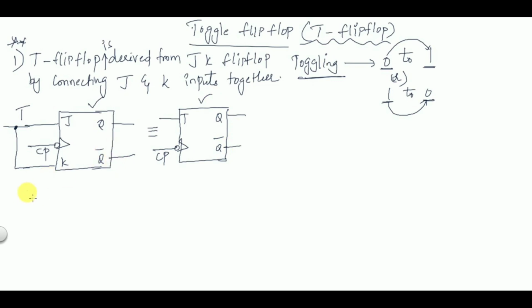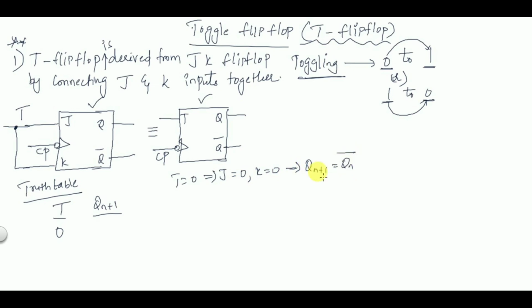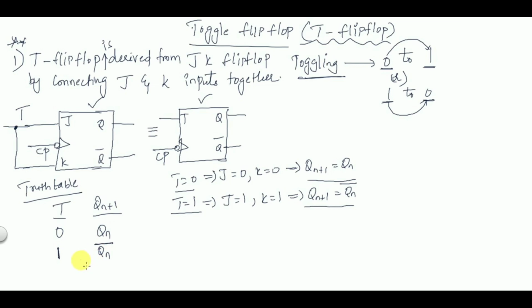If you want to write the truth table, it has T and Q, because only one input is there. When T is equal to 0, J is equal to 0 and K is equal to 0. We have seen from JK flip-flop that when J and K are 0, Qn plus 1 is equal to Qn. When T is equal to 1, J is equal to 1 and K is also equal to 1. In this case Qn plus 1 is equal to Qn bar. So when T is equal to 0, Qn plus 1 is equal to Qn. When T is equal to 1, Qn plus 1 is equal to Qn bar. That's all. This is the truth table.